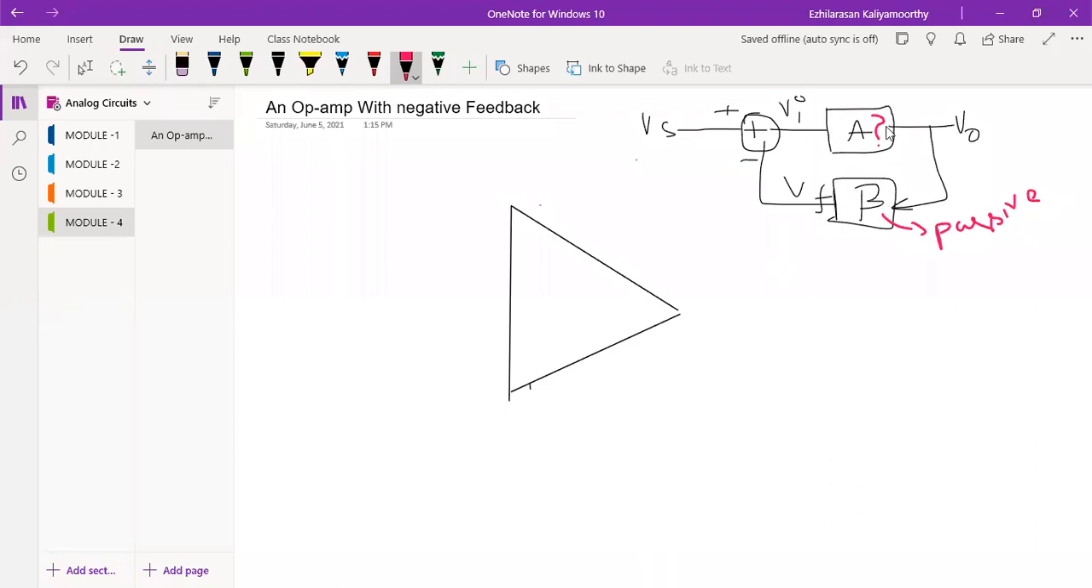But what about this amplifier circuit? Which amplifier will be there? It can be a BJT amplifier, it can be a FET amplifier, or it can be an operational amplifier. So that is what we are going to study. We are going to consider the place of A as the op amp. So that only we are going to study here. This will be your op amp.